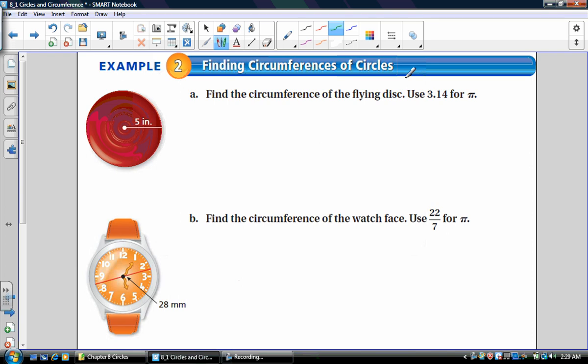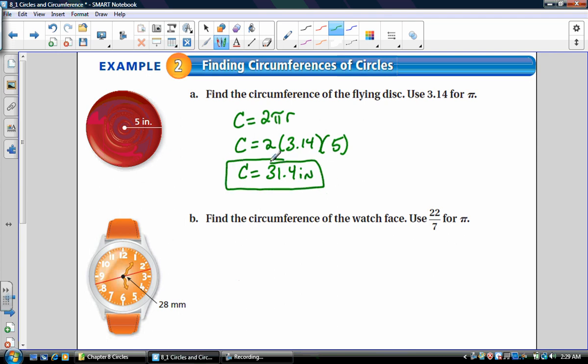So if we want to use 3.14 for pi, circumference is going to be equal to 2 times pi times r. Circumference is going to be equal to 2 times the 3.14, which we're told to use for pi, times the 5 for the radius. So circumference is going to be equal to 31.4. And those are inches, right? Not squared inches. Circumference is measured in linear units, right? Not square units.